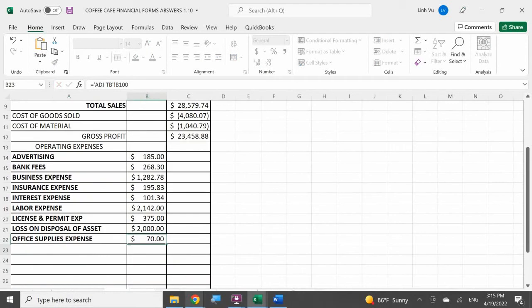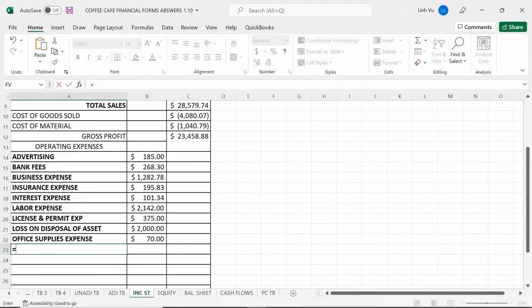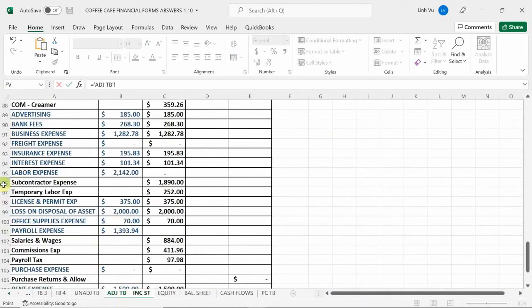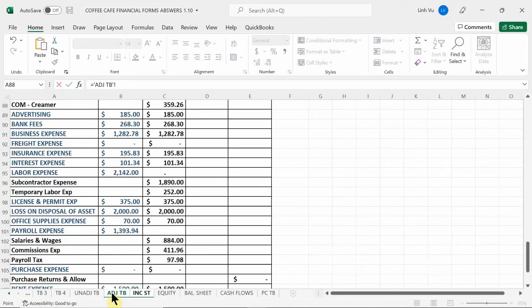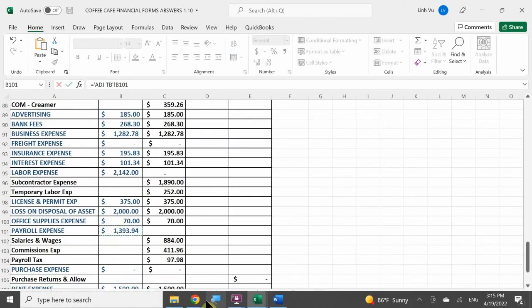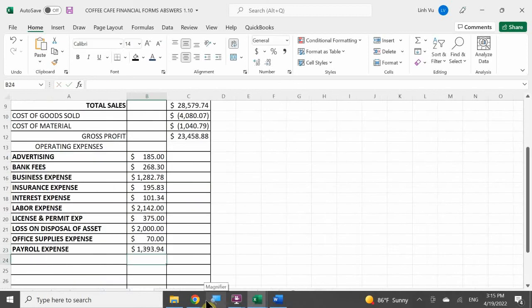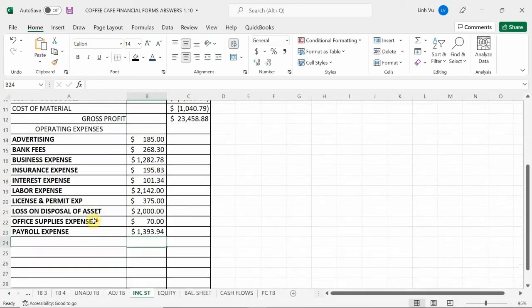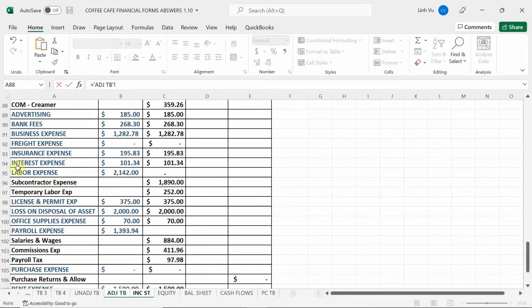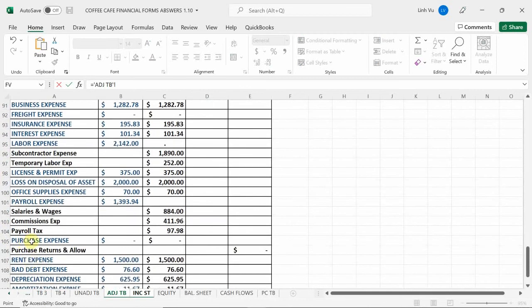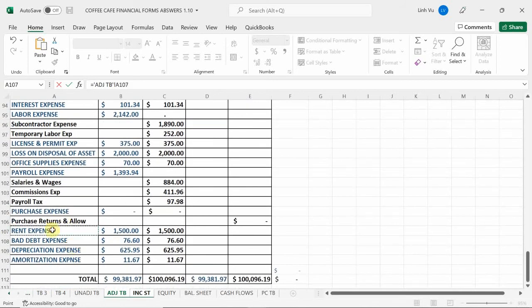I also had to pay my employees in order for me to generate my sales, right? I had to pay my employees to work the floor as well as deliver the coffees to my customers. So in this case, I encountered a total of $1,393.94 in payroll expenses. I also had purchase expenses of zero. Purchase returns is zero, so that wouldn't affect my account by that much.